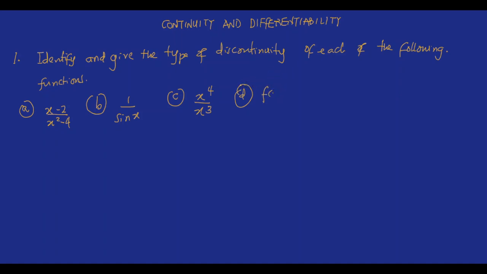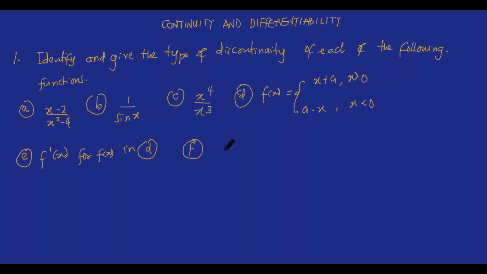The fourth function is a piecewise defined function which has a value of x + a when x is greater than 0 and a value of a - x when x is less than 0. The fifth function we are going to be considering is the derivative of f(x), for f(x) in question D. Then the last question here is f(x)², where f(x) is equal to the derivative of the absolute value of x.